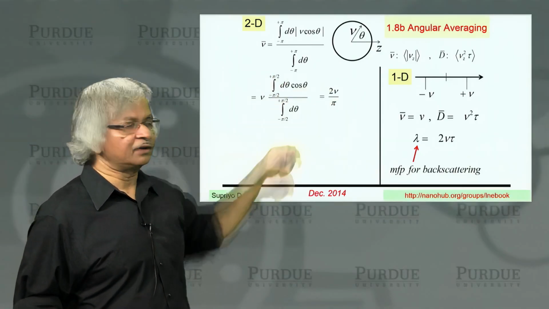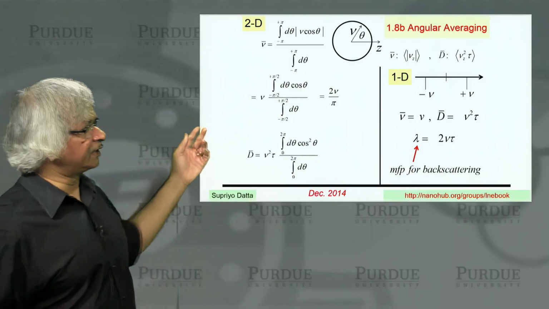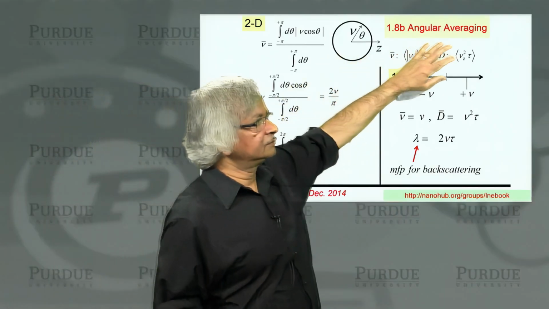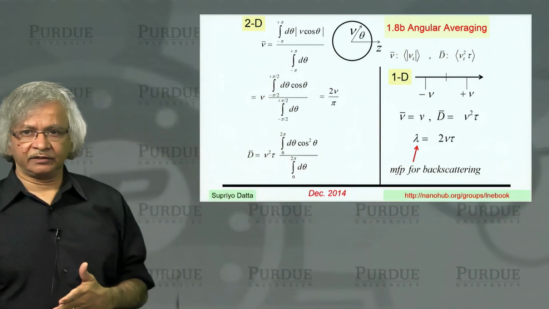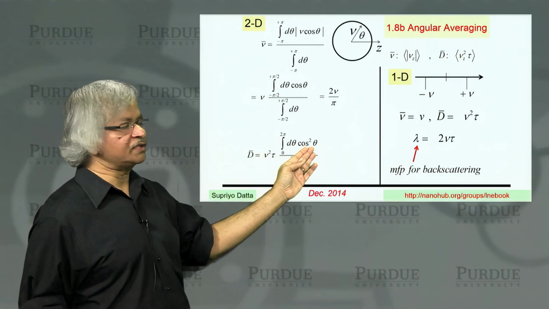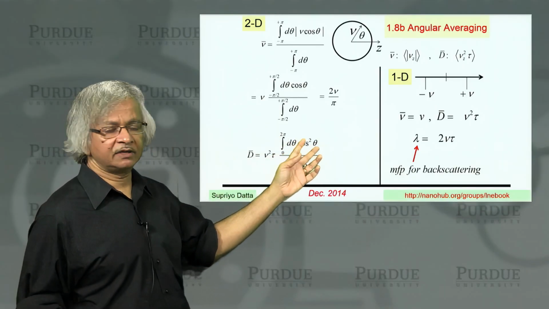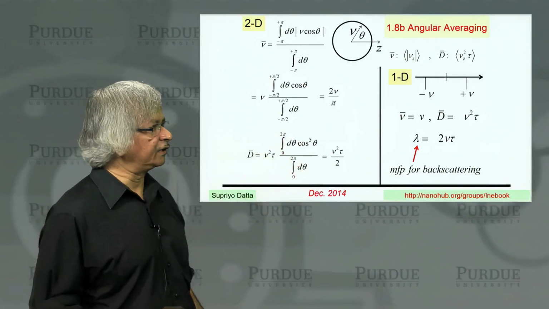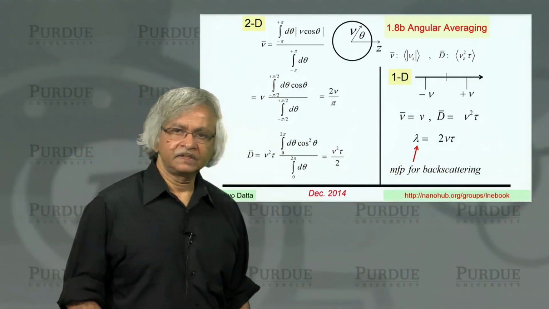Note this extra factor of 2 over pi. What about the diffusion coefficient? Now the average involved is Vz square tau. What's Vz square? That's V square cosine square theta. So I've pulled the V square out of the integral and left the cosine square theta in there. So you integrate d theta cosine square theta divided by the integral of d theta. Again, this is a straightforward integral, and the answer you'd get is V square tau divided by 2.